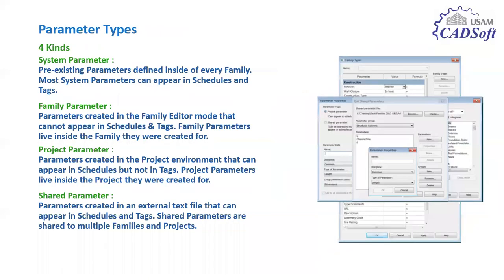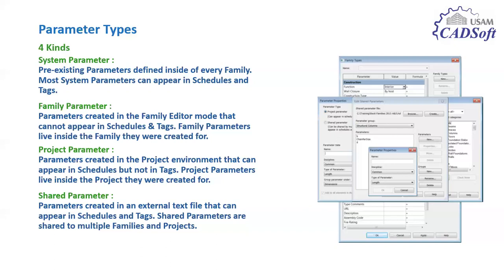And when we are talking about parameters, you might have attended the session on different parameter types earlier. So here again, I'm just giving an overview of that. We have the system parameter, the family parameter, the project parameter, and the shared parameter. So you need to be very careful about using these parameters and how they are going to come. Basically, the system parameter is defined inside every family, and these parameters you don't need to worry about because they're already there. That's the system parameter. Then you have the family parameter.